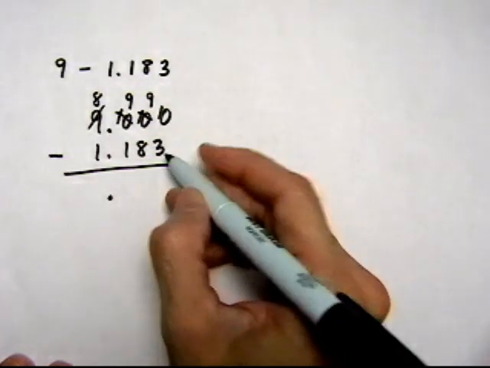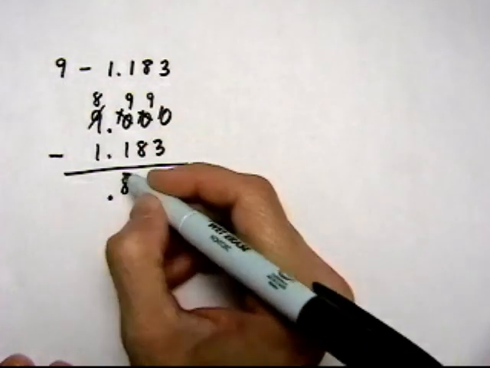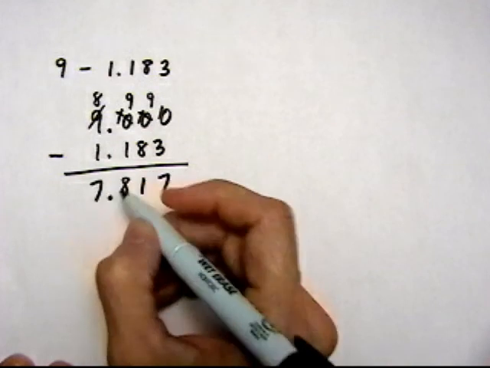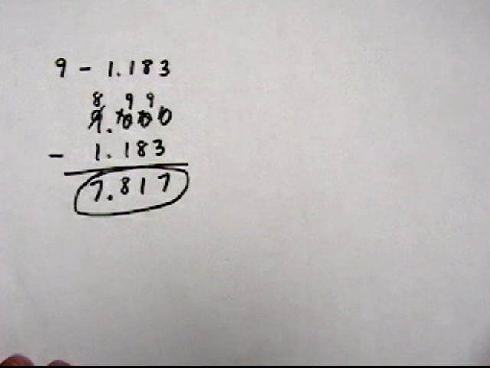Now I have 10 minus 3 is 7. 9 minus 8 is 1. 9 minus 1 is 8. 8 minus 1 is 7, and the decimal point was already dropped in place. So we've got 7.817.